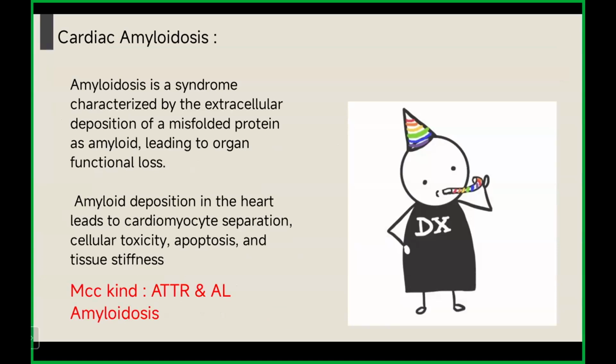Amyloid deposition in the heart leads to cardiomyocyte separation, cellular toxicity, apoptosis, and tissue stiffness. It's important to know that we have several kinds of amyloid, more than 75 subtypes, and actually 35 subtypes that can be harmful for the body. But the most common types of amyloid that can affect the heart are ATTR and AL amyloidosis.